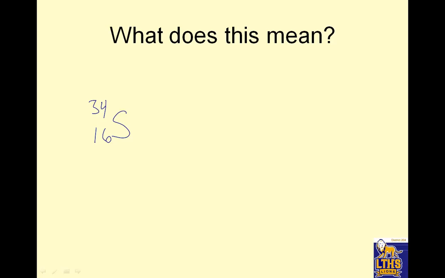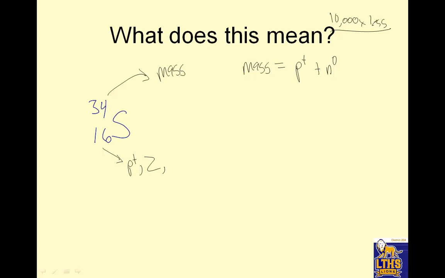What does this mean? Well, this 34 number here is the mass number. Mass is the sum of protons, which I abbreviate P positive, plus neutrons, because protons and neutrons have roughly the same mass. Electrons are not included because electrons weigh something like 10,000 times less. Wow. This is the number of protons. The number of protons is also called Z, and it's also called the atomic number. That identifies the atom.